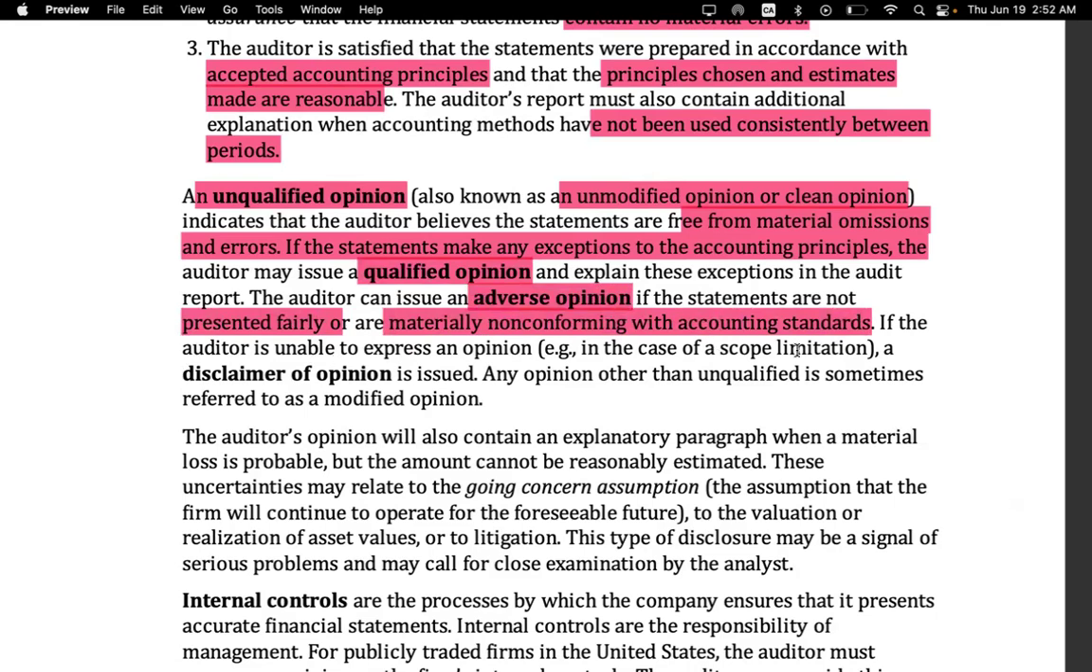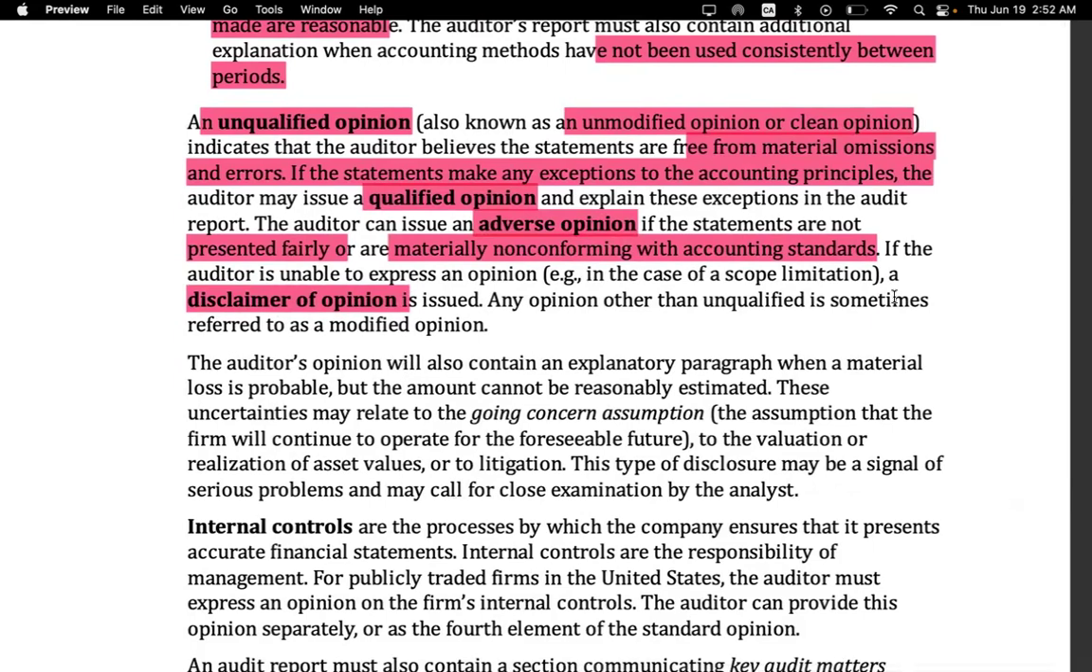Disclaimer of opinion is the worst. It is so bad that the auditor is not even able to express an opinion. So he's going to show a disclaimer of opinion. Any opinion other than unqualified is also called modified.